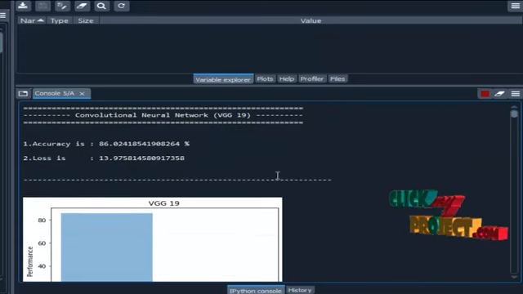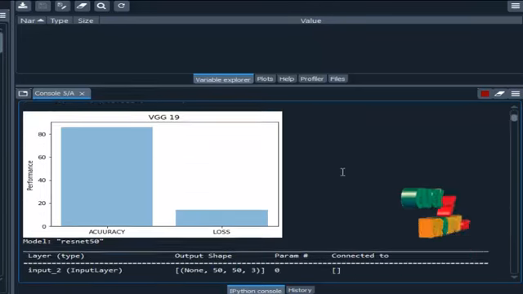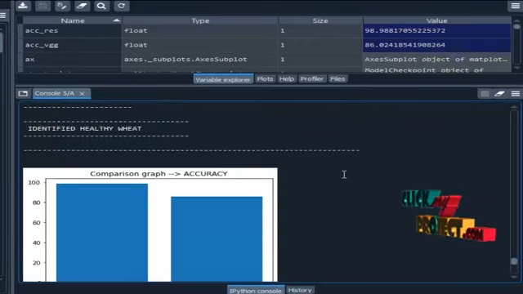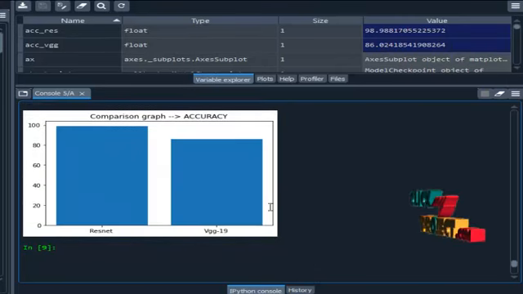This is the VGG19 result, and this is the result for ResNet and prediction. It is identified as a healthy wheat, and this is the comparison graph for both ResNet and VGG19. So this is the output for our project.